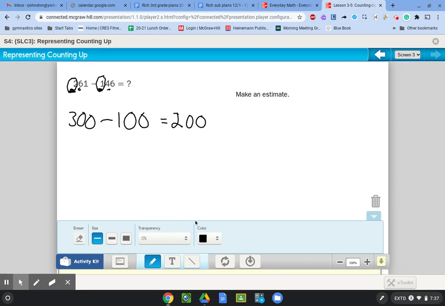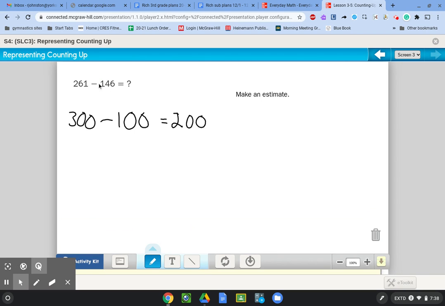Now, let me clear this off. That was getting an estimate rounding to the nearest 100. I think I would rather get a better estimate than that, and I'm going to round to the nearest 10. So I'm going to circle or underline the number in the tens place. It's 6 tens. So am I leaving that at 60 or am I bumping it up to 70? Well, the 1 tells me I'm leaving it alone. So it's going to be 260. Remember, you round off anything else with a 0.